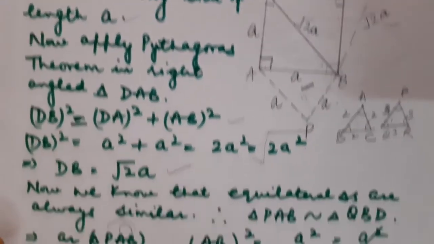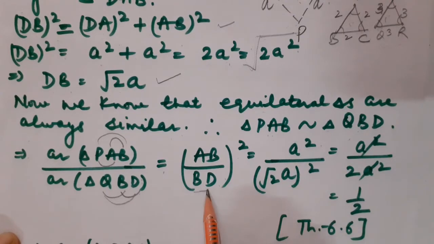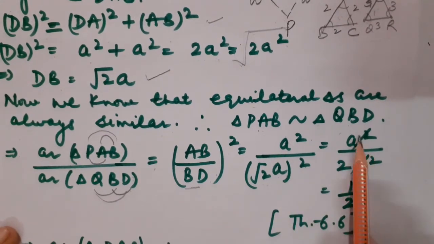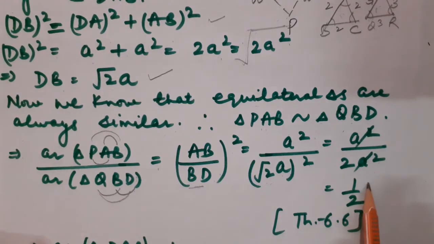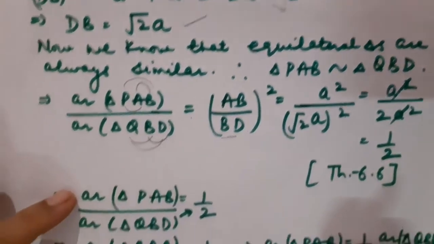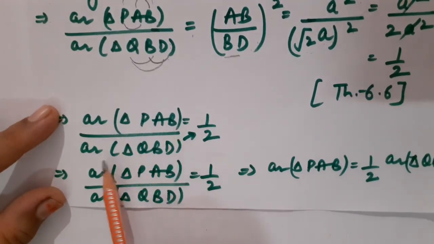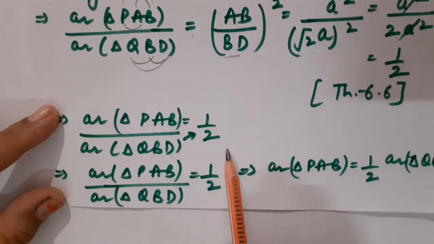So I know the length of AB, that is a. So a square would be written. What is the length of BD? BD is root 2a. Its whole square I have written. So it would become a square upon 2a square. a square and a square both are going to be cancelled. So I have got 1 by 2. Clear? So now the area of triangle PAB upon area of triangle QBD is equal to half.